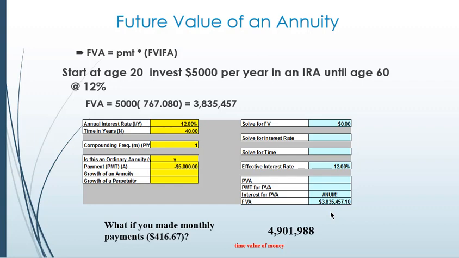$3.835 million. If you change the frequency, instead of making a $5,000 payment once a year, what if you divided that by 12 and you made $400 payments a month for the same time frame? So we need to change the compounding frequency to 12 and change the payment to negative 416. That gives us a value of $4.9 million.